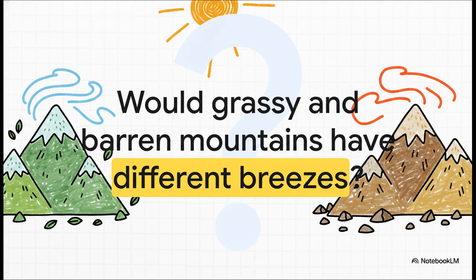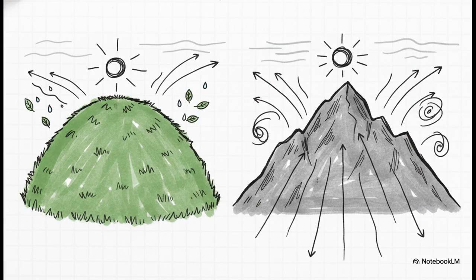As the sun beats down on them all day, would the temperature of the breezes coming off these two mountains be different? Pause and think about how those two very different surfaces handle heat. If you guessed that the breezes would be different, you hit the nail right on the head. Barren rock absorbs and releases solar heat much differently than a grassy surface does.